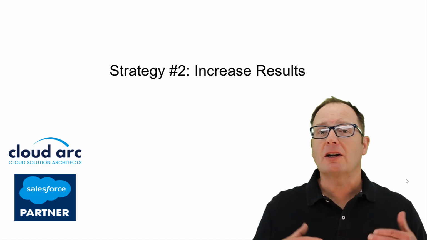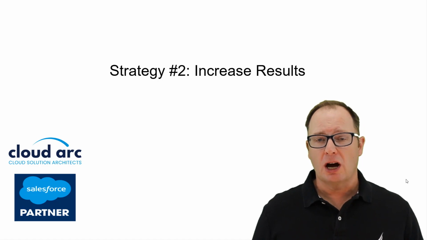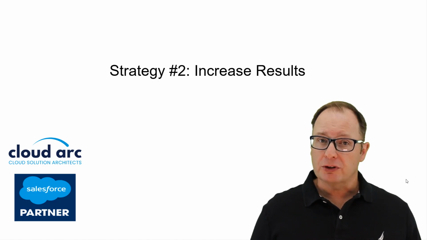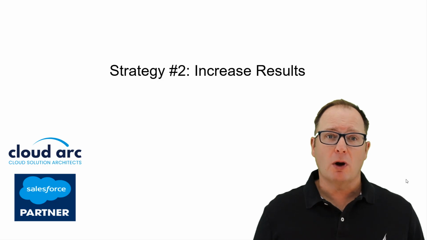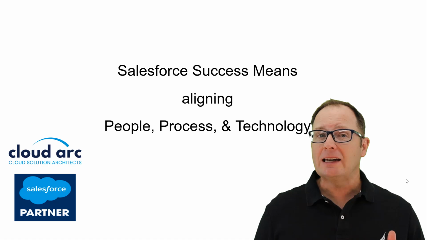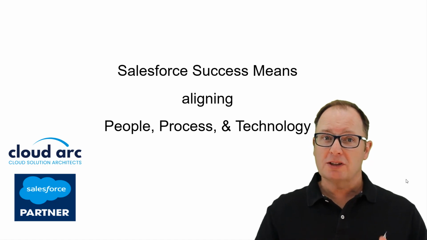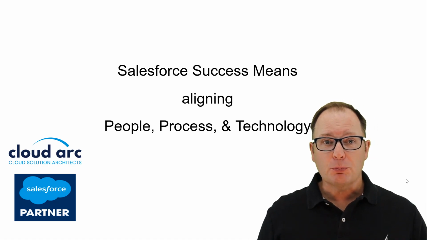Strategy number 2 is about increasing results. And most people think of this as increasing user adoption, which I would agree with a twist. I often say, and we have quite a few videos on our channel about this, that successful Salesforce is about aligning or balancing people, process, and technology. To be more precise, it means using Salesforce, which is the technology, to make it easy for your people to execute the right process.